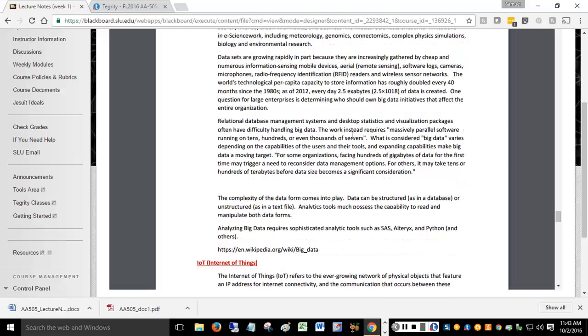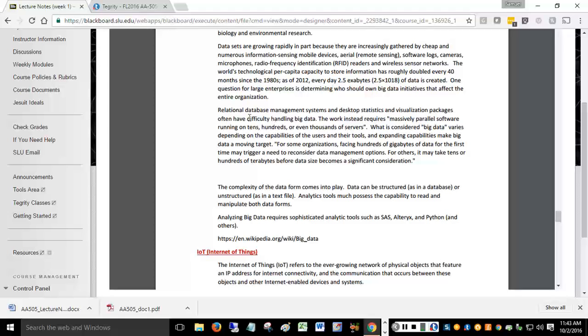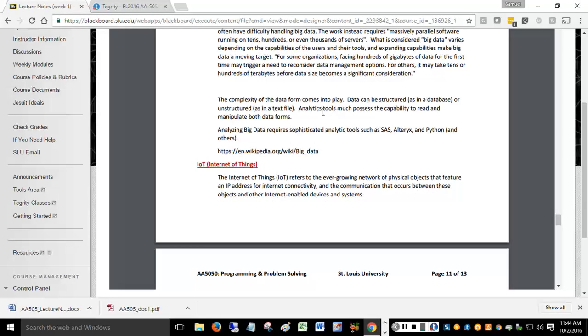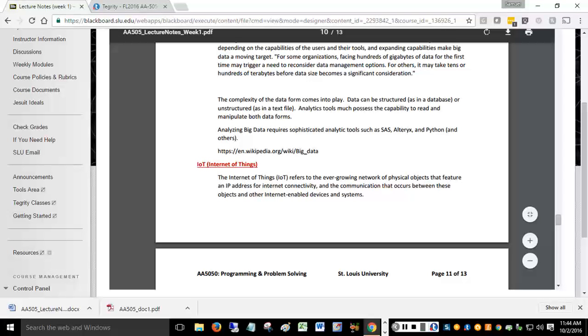So, relational database management systems and desktop statistics visualization packages often have difficulty handling big data. So you have to have the right hardware and software that can be used to conduct this. Complexity of the data comes into play. This kind of goes back with the data gathering and cleansing.